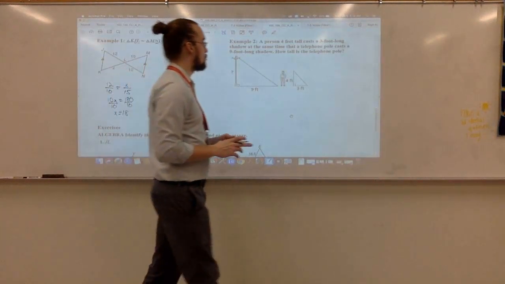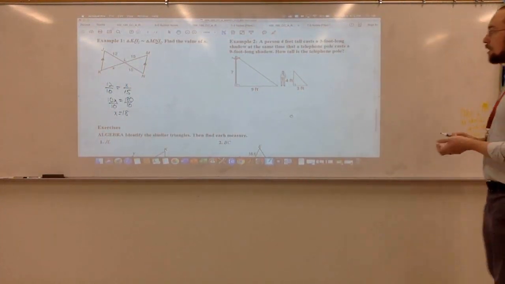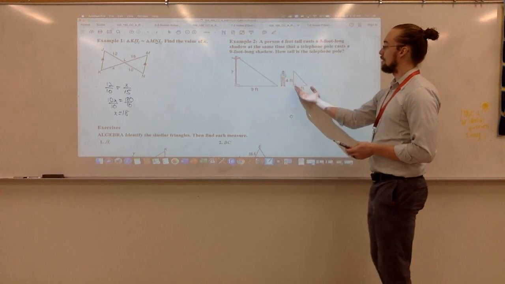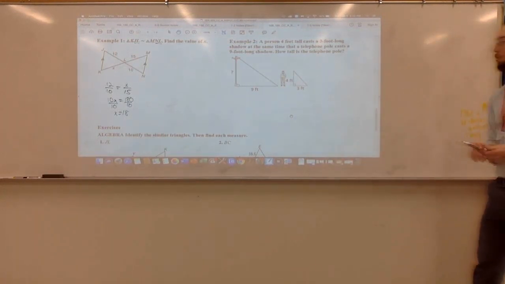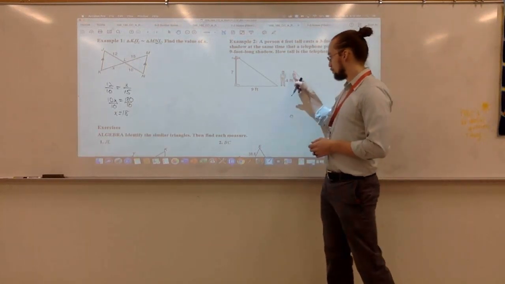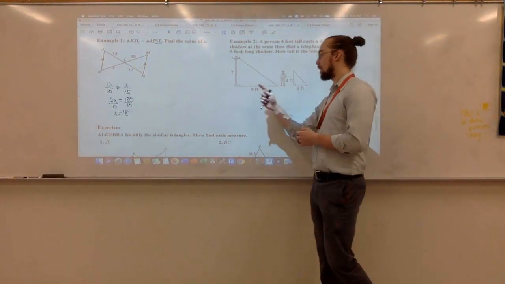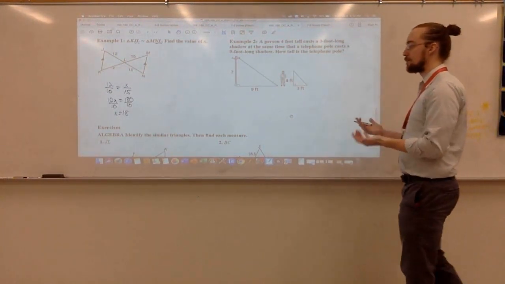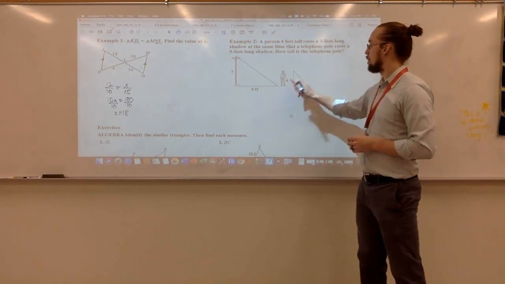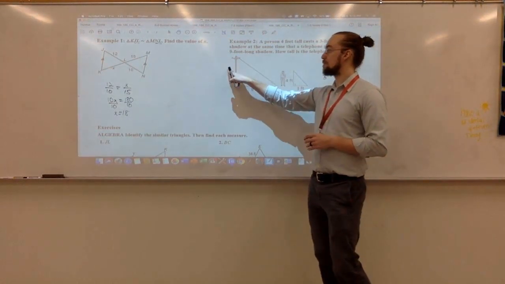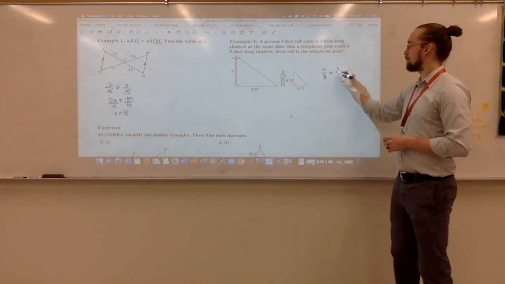In example 2, we've got a 4-foot tall person, really short person, casting a 3-foot-long shadow at the same time that a telephone pole casts a 9-foot shadow. How tall is the telephone pole? Well, if the sun is creating shadows, we know they're going to be proportional to the height of whatever the object is that's casting the shadow. So we can set up a proportion as 4 over 3 equals X over 9.